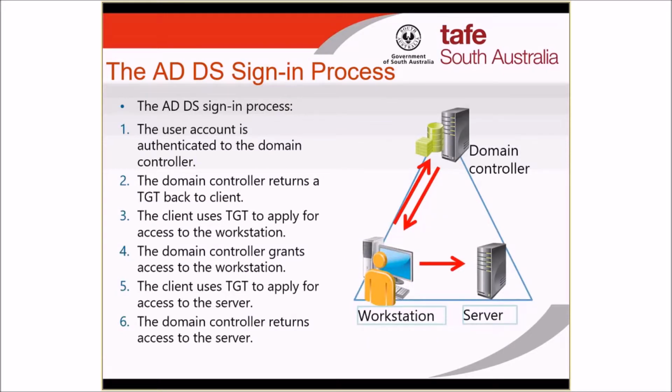If we look at the Active Directory Domain Services sign-in process a little bit closer, take this workstation. This is like when you came in for the class today. You sat down at your computer, turned it on, typed in your username and password, and sent those to the domain controller. The domain controller authenticated you, saying, yes, you do check out. Once you've done that, you get what's called a TGT, a ticket granting ticket. Then you can use that TGT to go access a server.